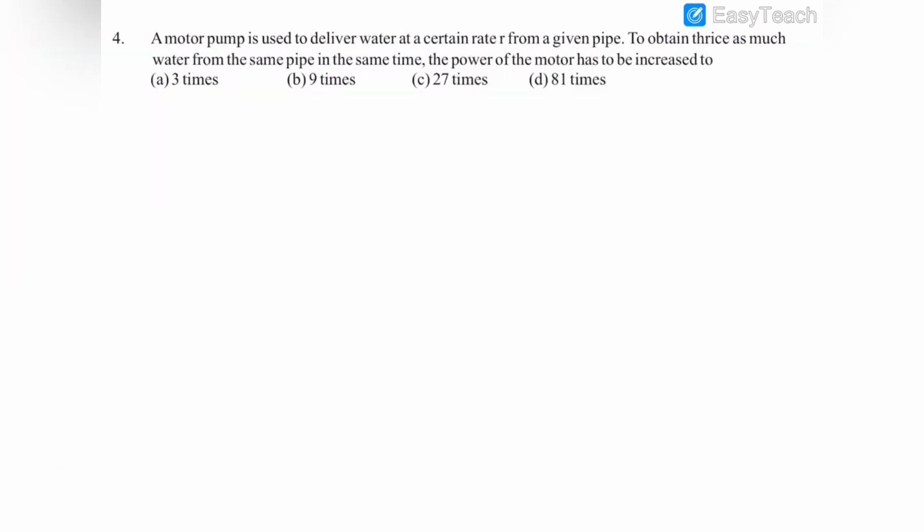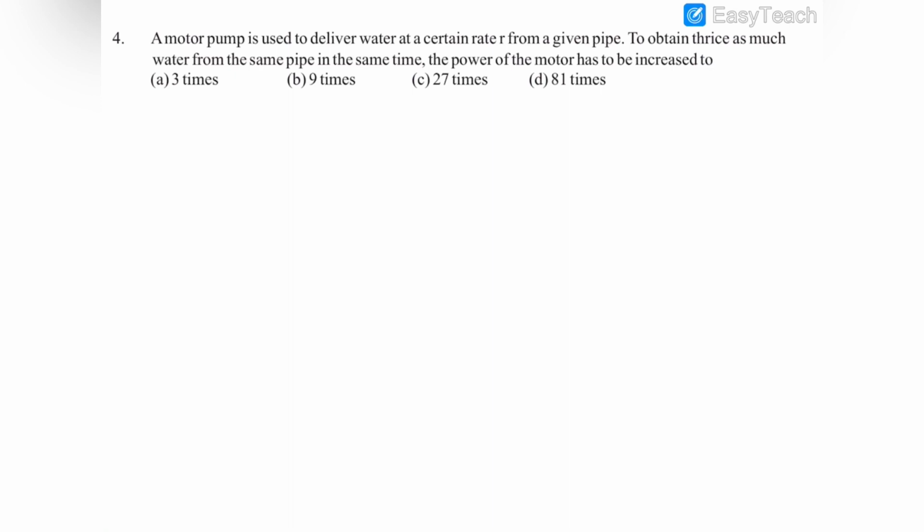In this question, you can see that there is a motor pump which is used to deliver water at a certain rate R from a given pipe. Now this rate R means the rate of volume flow. Now we have to obtain thrice the amount of water from the same pipe in the same time, which means that we have to triple the volume flow rate, and for that we need to increase the power of the motor. So we have to find out the number of times the power of the motor has to be increased to fulfill our purpose.